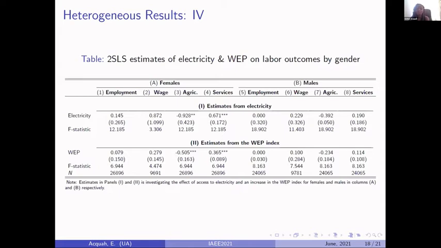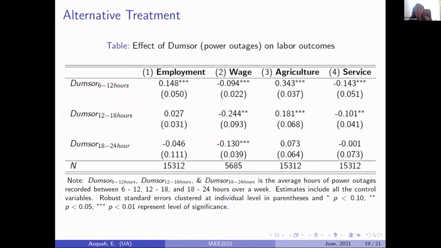And in terms of the males, we do not observe any significant difference as a result of access to electricity. One important thing when you talk about electricity in sub-Saharan Africa especially, it's not just about accessibility, but also usage, because having access and not being able to use it does not lead to the developmental benefits from those infrastructures. And so I try to see how power outages also play on those labor outcomes.